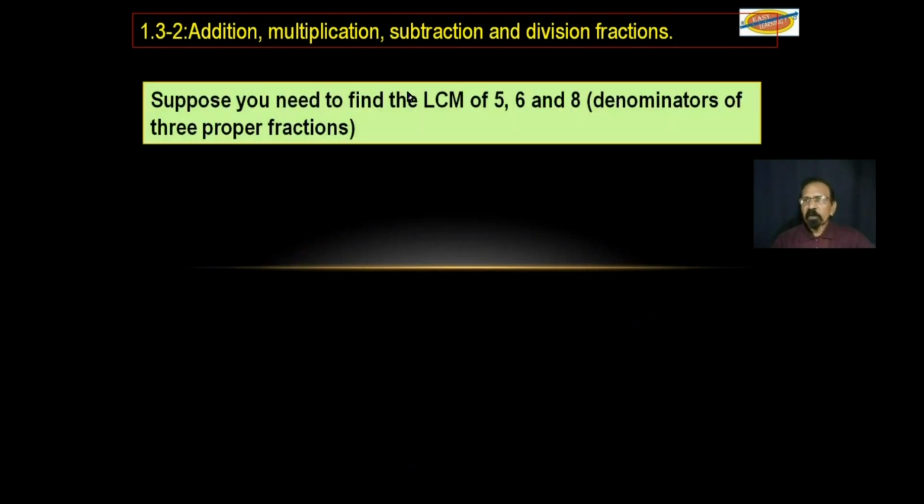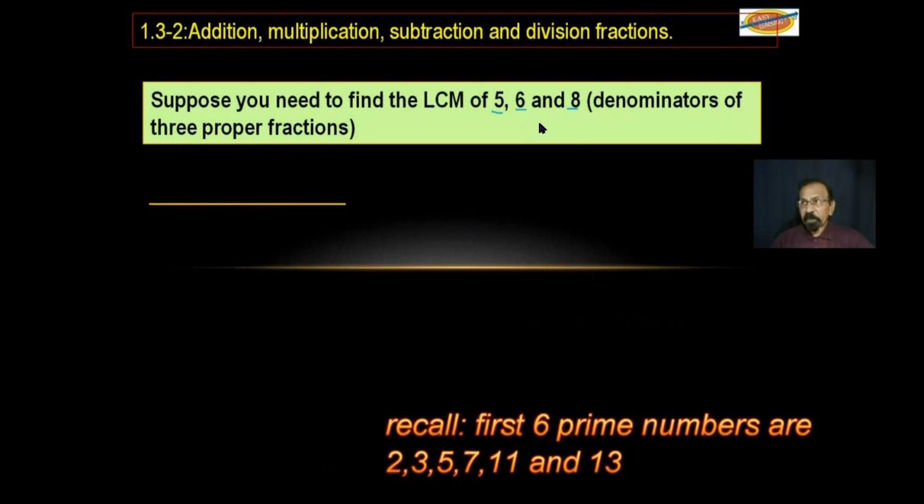Let's try one more. 5, 6, and 8. We want to find the LCM of these. Again, we set down the three numbers, or however many numbers we have, we set them down like this. And then we start looking to divide by the lowest prime number, which in this case is 2. Can 2 divide anything here?